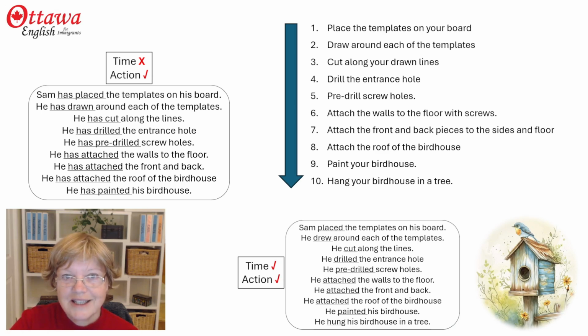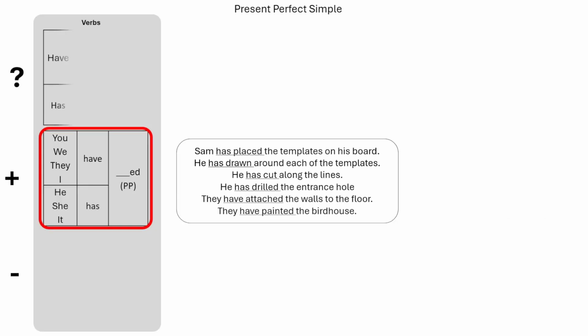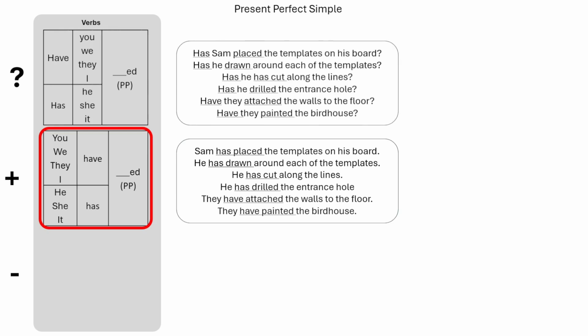entrance hole, etc. For the question, we would say, has Sam placed the templates on his board? Has he drawn around each of the templates? Has he cut along the lines? Has he drilled the entrance hole? Have they attached the walls to the floor? And have they painted the birdhouse? Assuming there's more than two people. Sam has a friend.